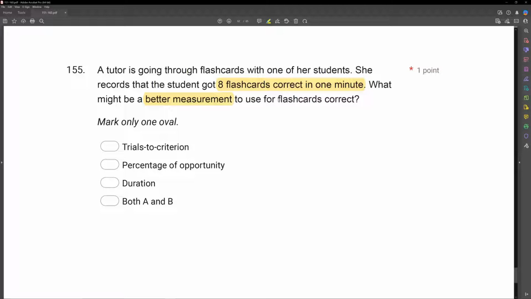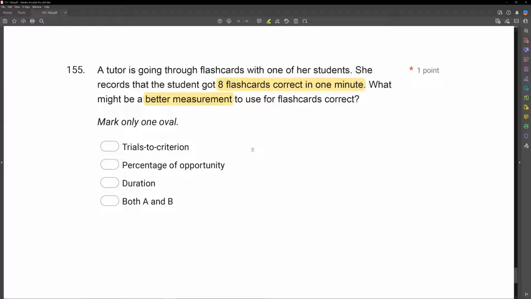Now, the question is asking what's going to be a better measurement to use for those flashcards correct? The problem with rate for something like this, and what Cooper will say, is that if there's a discrete trial, rate is tough because it's not going to be a true indicator of their rate since someone else is controlling that SD, right? Someone else is controlling the presentation of flashcards, okay? And that's the key here, why something else might be better in this case than rate.